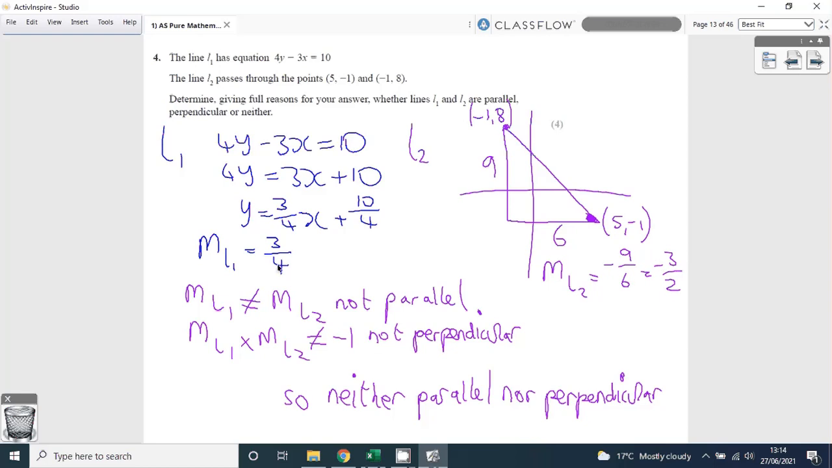Now, clearly these gradients aren't the same, so they're not parallel. 3/4 multiplied by minus 3 over 2 does not give minus 1, so they're not perpendicular. So we conclude that lines L1 and L2 are neither parallel nor perpendicular.